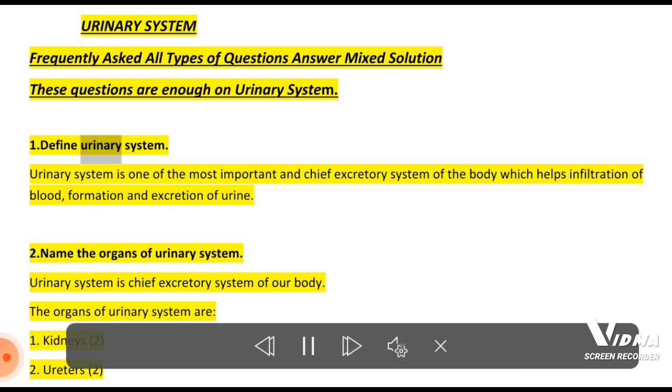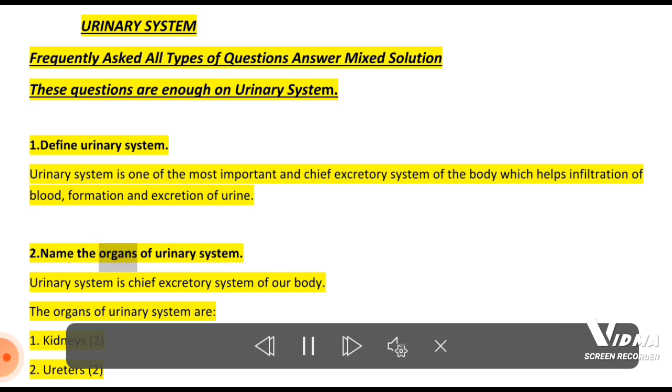1. Define urinary system. The urinary system is one of the most important and chief excretory systems of the body, which helps in filtration of blood, formation and excretion of urine.